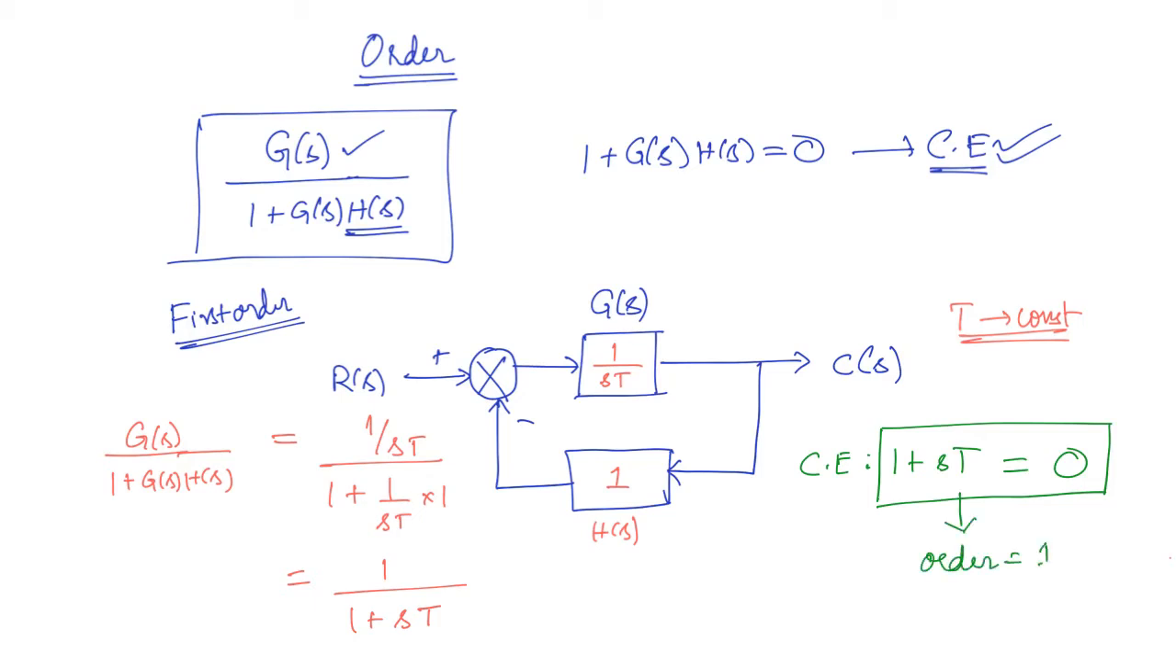What is meant by the order of an equation? It is the highest power of the variable. Here our variable is s, and the power of s is 1. So this equation has order 1. Because it has order 1, we call it a first order system. So this is an example of a first order control system.